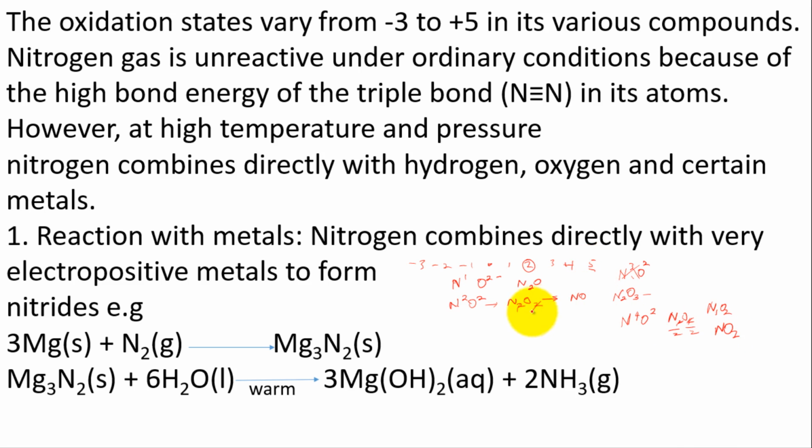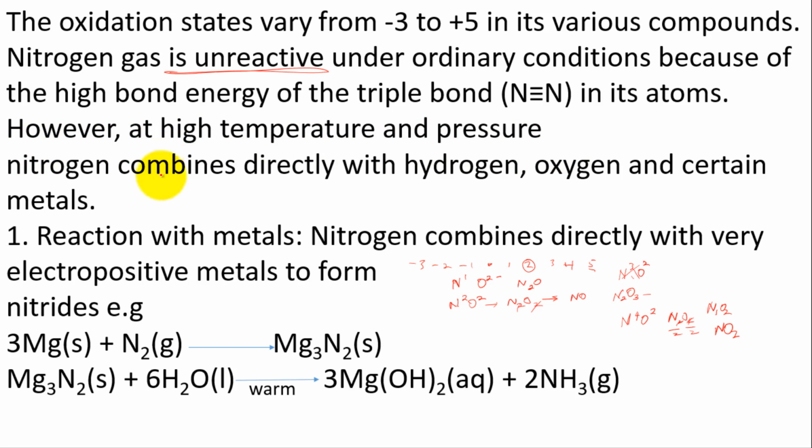Then you can equally have it as 5. And you can have it in hydride, and when you're reacting with metals, like sodium nitride, magnesium nitride. Nitrogen is very, very unreactive because of the triple bond it possesses, and you need a lot of energy to break this particular bond.